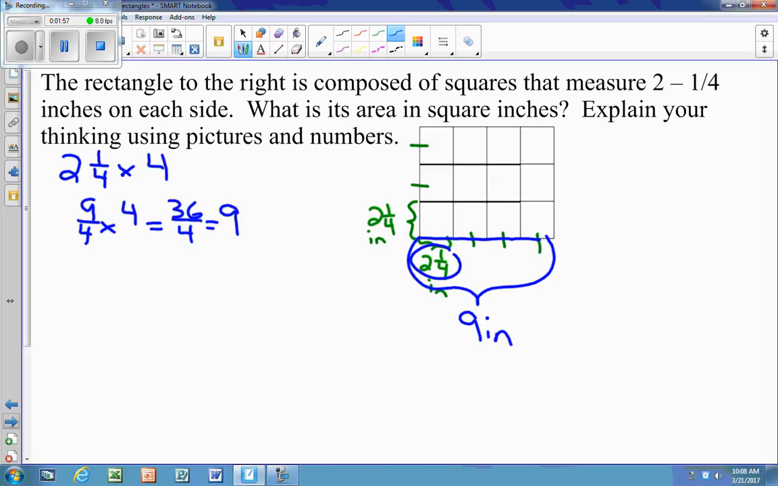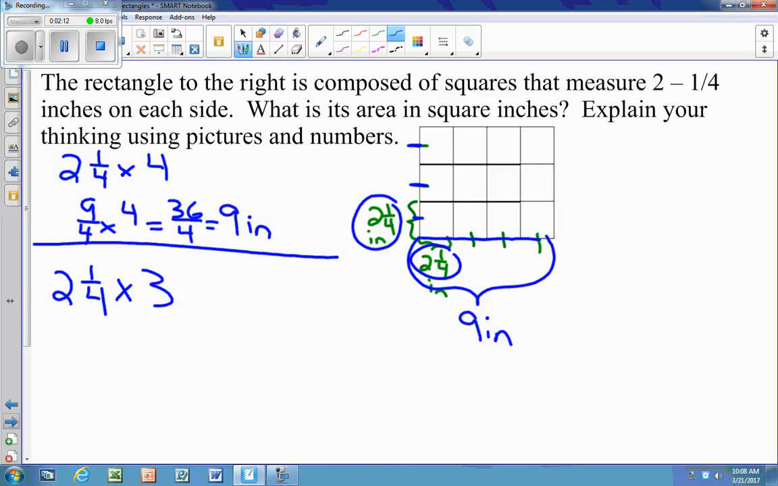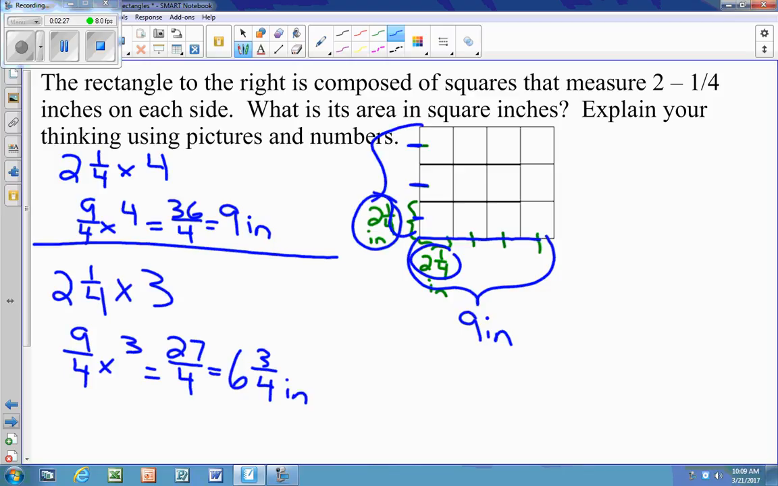Now I'm going to look over here, and I'm going to figure out this side of it. I have 2 1/4 times 1, 2, 3, because they're squares. So I have 2 1/4, let's separate this so we can see it, times 3. I turn it into an improper fraction, times 3. And I end up with 27/4, which gives me 6 3/4 inches. So this whole thing here is 6 3/4 inches.